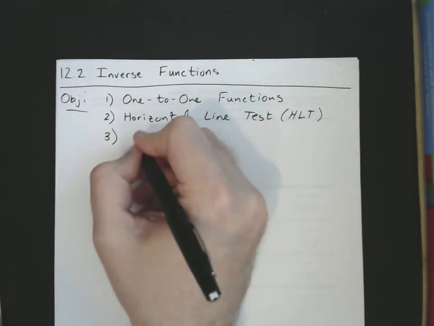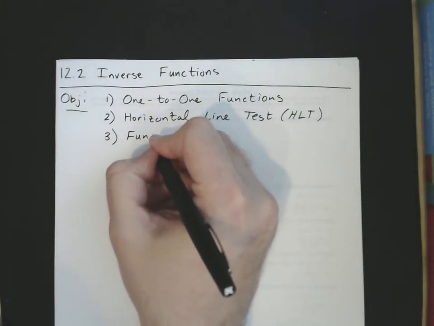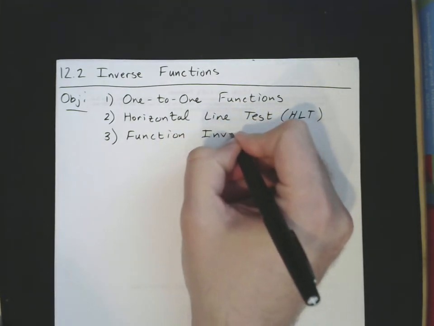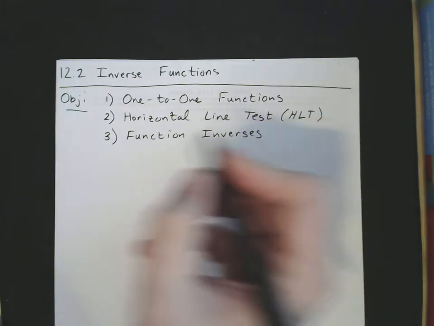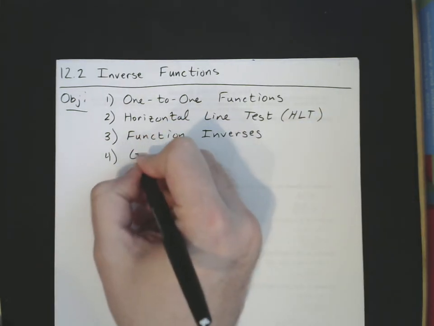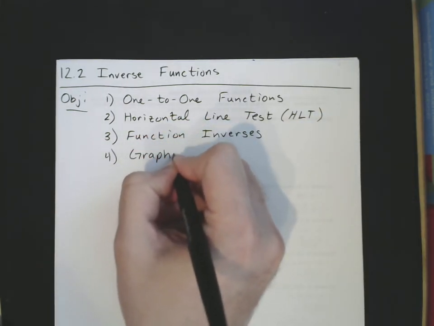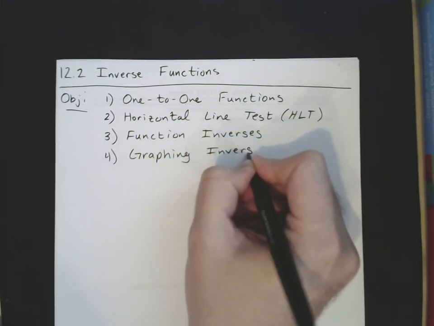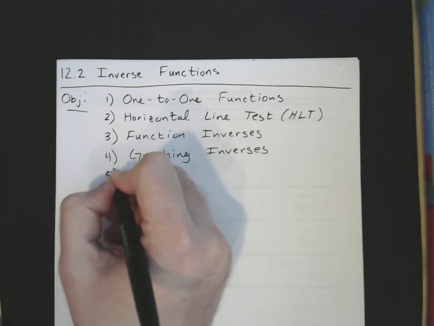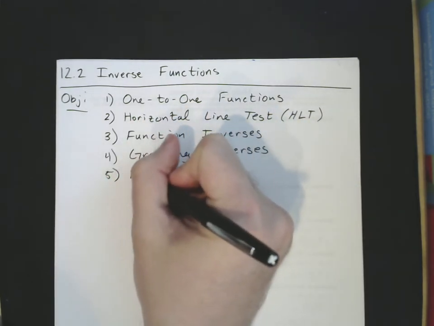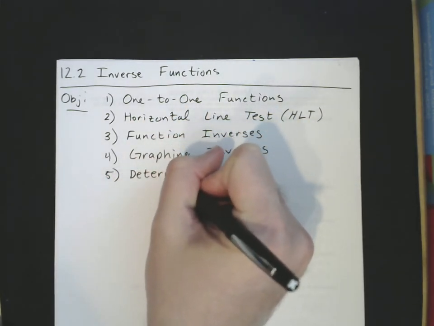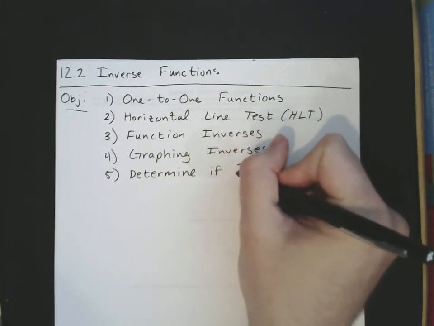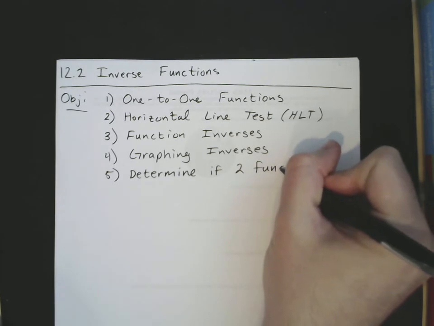The third thing is now once we have one-to-one, we can talk about function inverses. We can talk about graphing inverses. And then finally, we can determine if two functions are inverses.